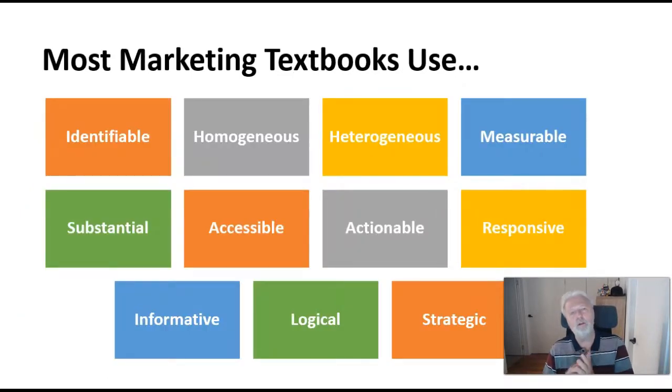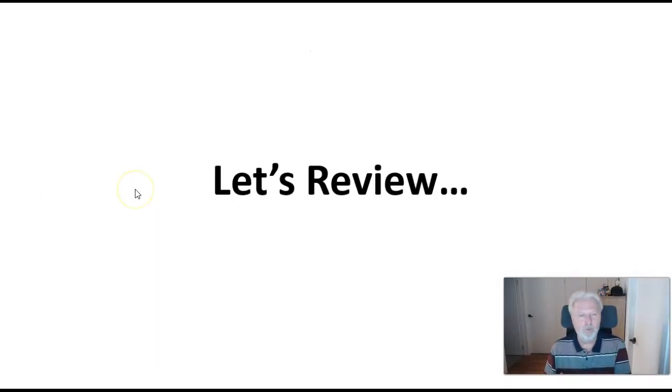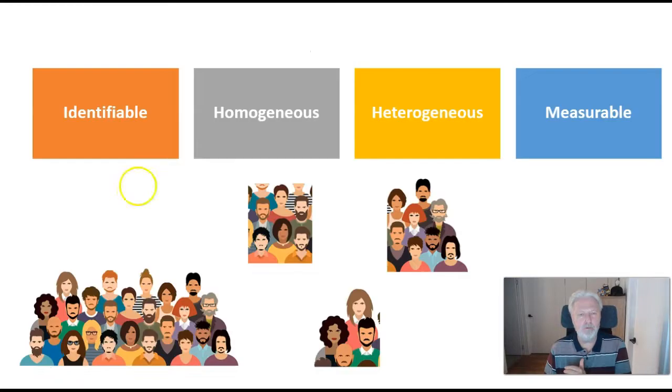Now, depending on what textbook you use, the terminology is slightly different, but I've put these up and I'm just going to work through them row by row to make sense of them. So let's have a look. This is the top row: identifiable, homogeneous, heterogeneous, measurable. Identifiable means that we can clearly see the difference between segments.